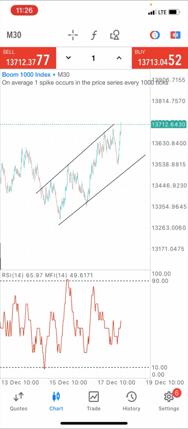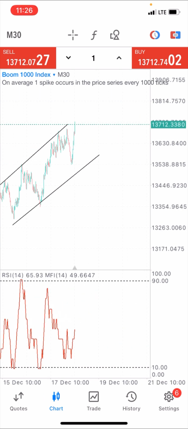Now this is basically for Boom 1000. Everything I explain here works exactly the opposite if you're trying to catch spikes for the crash markets. Any crash market, be it Crash 1000, 500, you want to be doing exactly the opposite of what I'm saying here. So for the boom markets, Boom 1000, Boom 500, Boom whatever, you want to see that price is pushing to the upside.